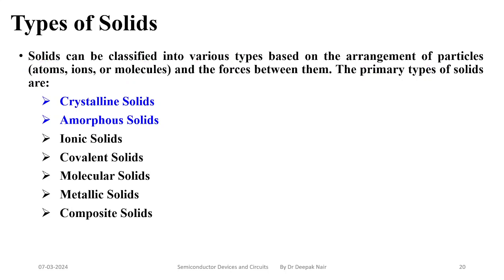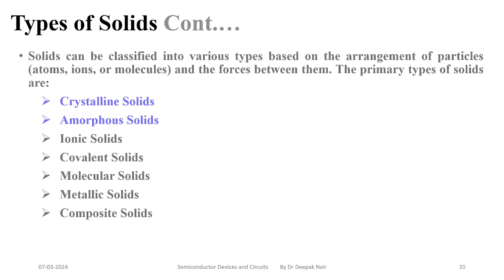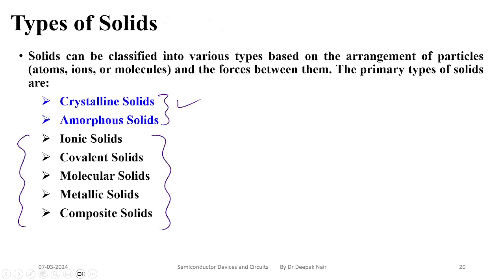Generally solids are classified as crystalline solids, amorphous, ionic, covalent solids, molecular solids, metallic solids, or composite solids. Now in this course we are not going to talk about all the other solids, but we are going to focus only on these two types of solids, which are crystalline and amorphous.